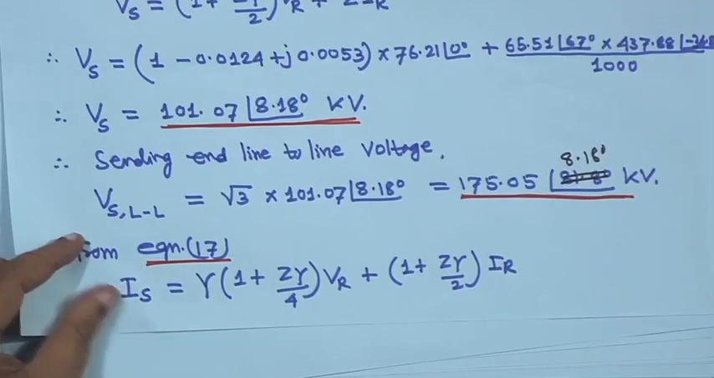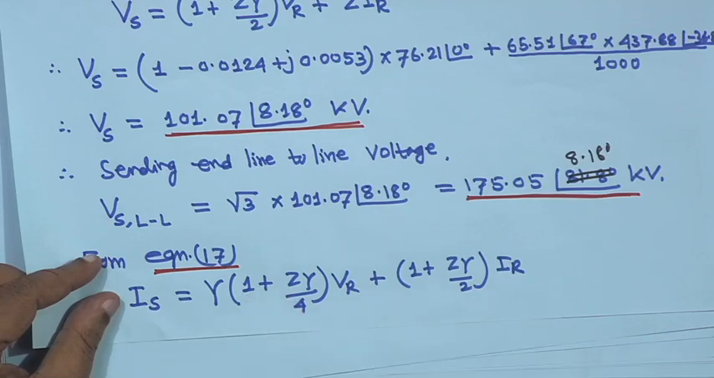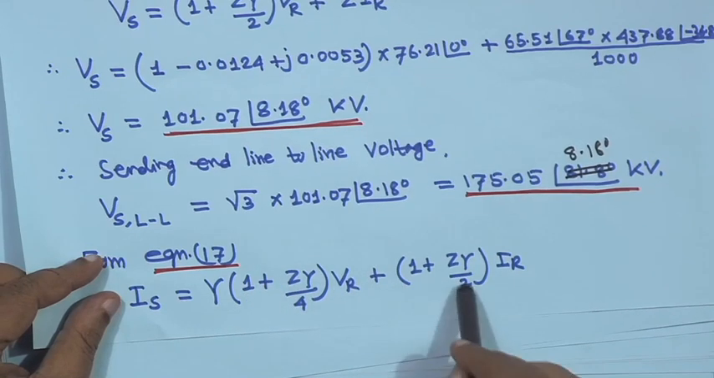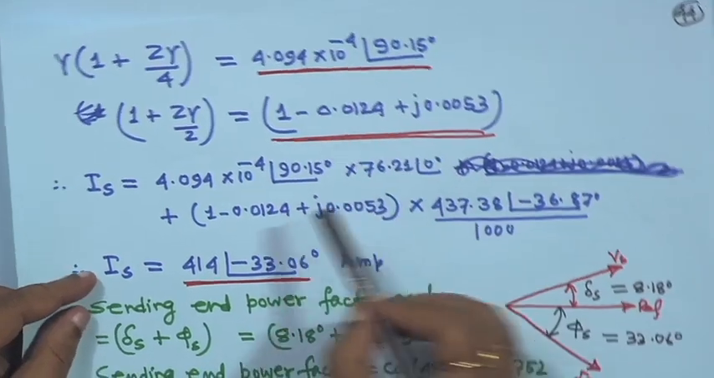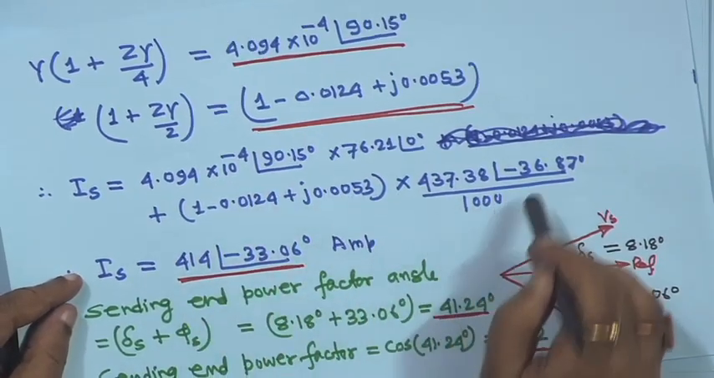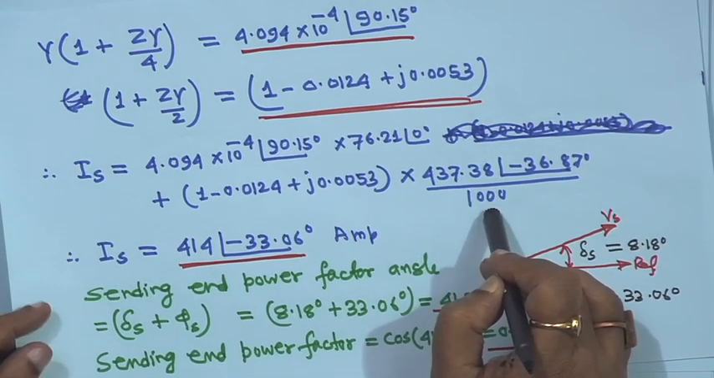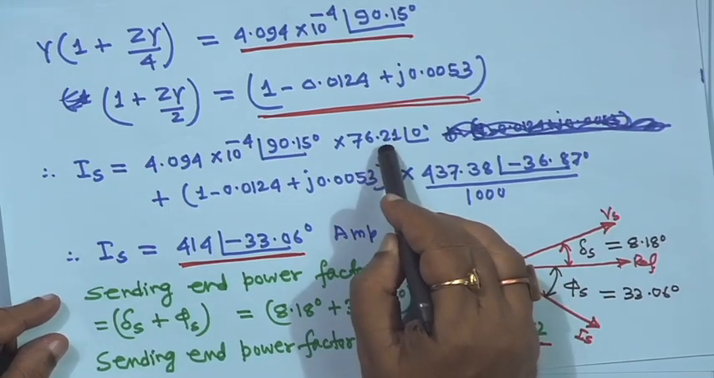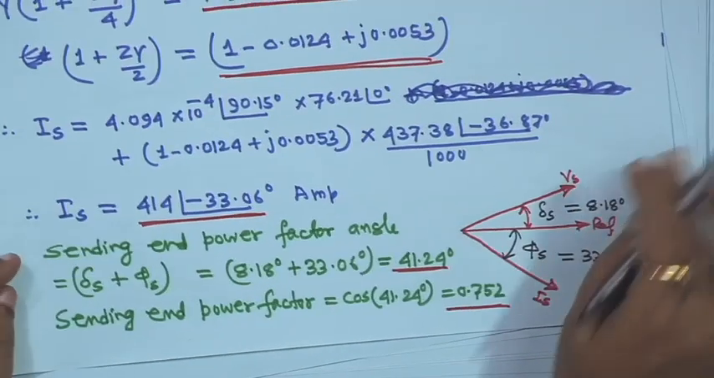And from equation 17 you calculate Is, equal to C Vr plus D IR, computing all these things. I have computed it directly. If you compute all, C becomes 4.094 into 10 to the power minus 4, and 1 plus ZY by 2 will become like this. Then you substitute in that expression, dividing only this one by 1000 to make it kiloampere, because the voltage is in kilovolt. You will get 414 angle minus 33.06 ampere.